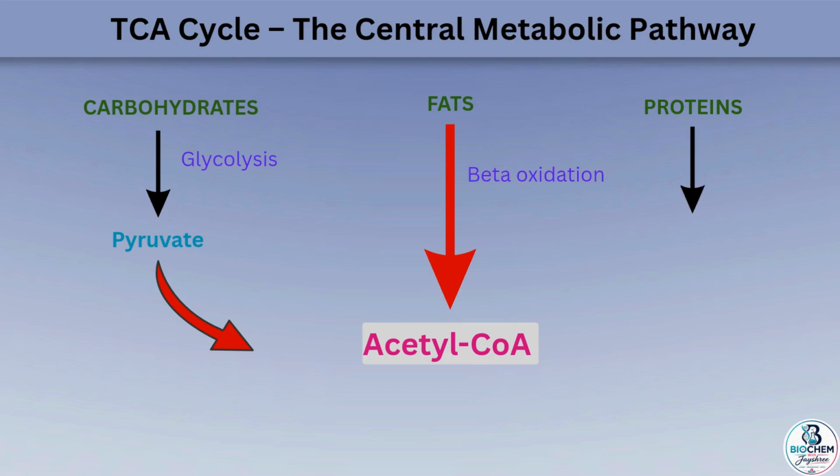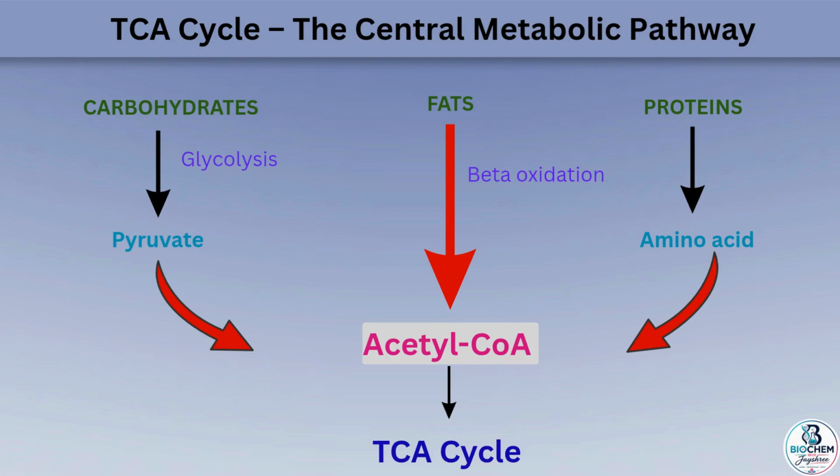Proteins are broken down into amino acids and many amino acids are converted into TCA intermediates. So, whether we consume carbohydrates, fats or proteins, their metabolism eventually connects with the TCA cycle. That is why this pathway occupies the central position in metabolism. That's why we call it central metabolic pathway.